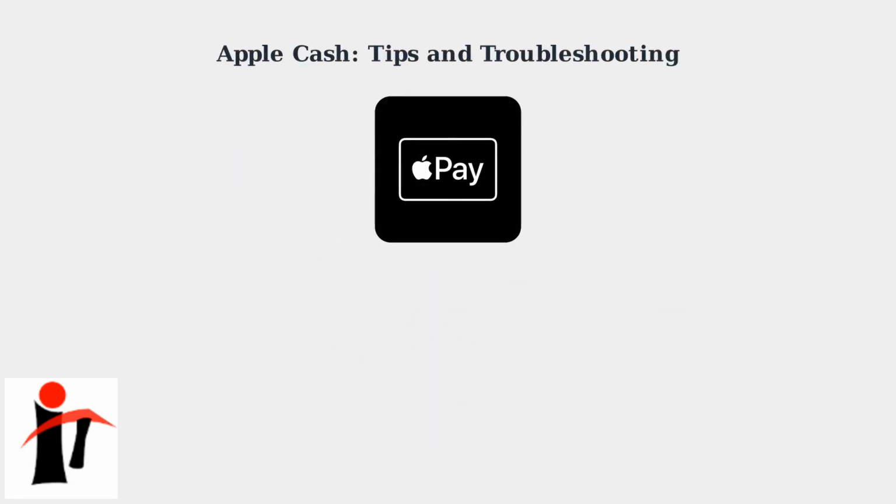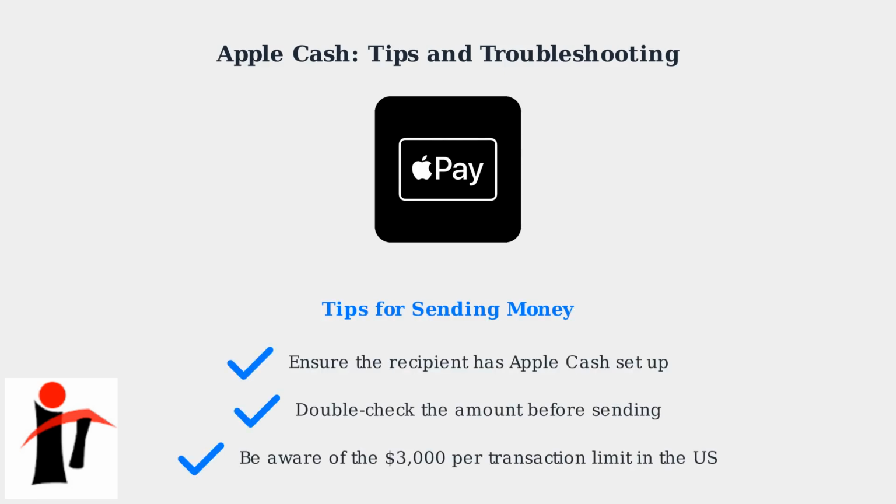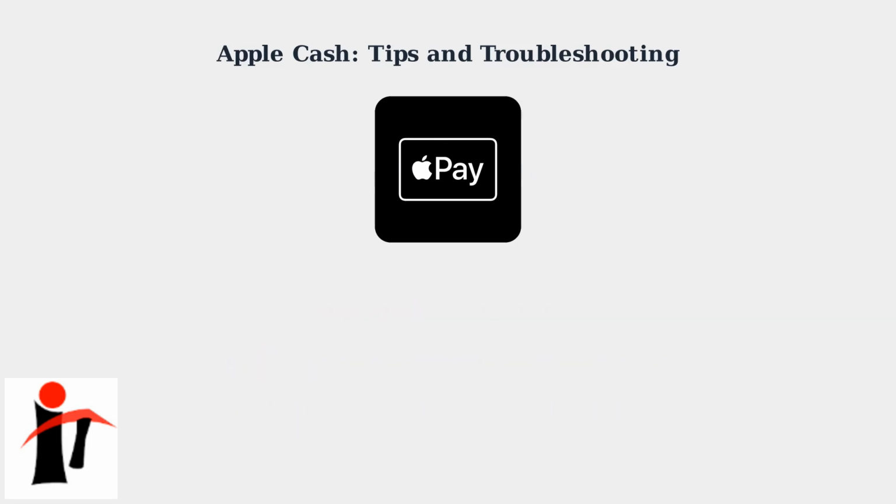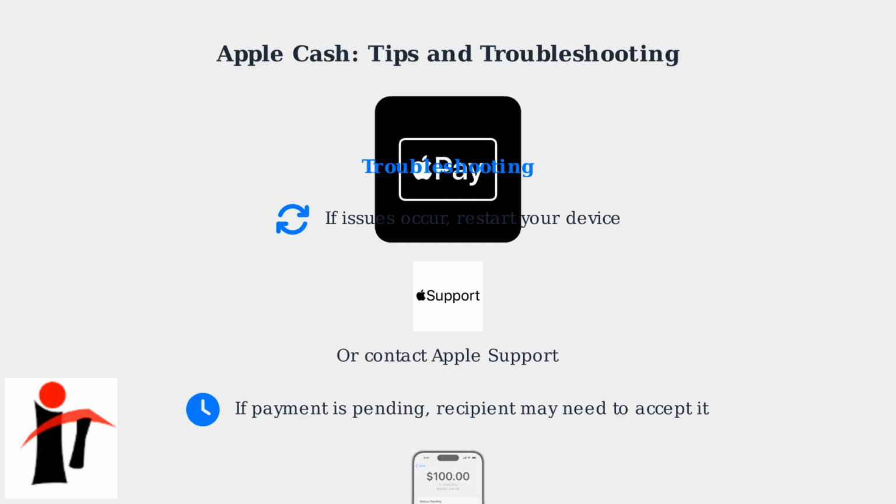Here are some essential tips and troubleshooting steps for using Apple Cash effectively. For successful transactions, make sure the recipient has Apple Cash enabled. Always verify the amount you're sending to avoid errors. Remember, there's a limit of $3,000 per transaction in the United States. If you encounter problems, try restarting your device. For further help, reach out to Apple support. If a payment shows as pending, the recipient might need to accept it. Always prioritize security by only sending money to trusted sources.